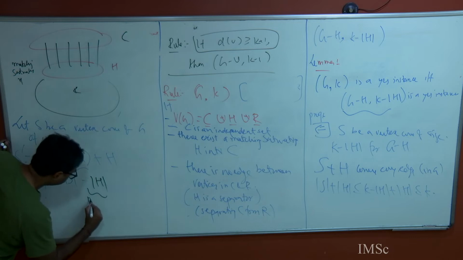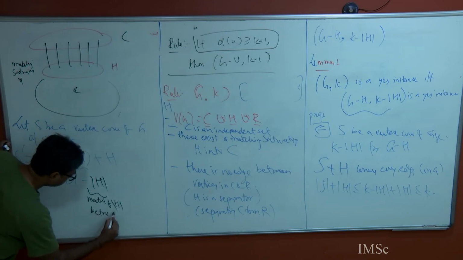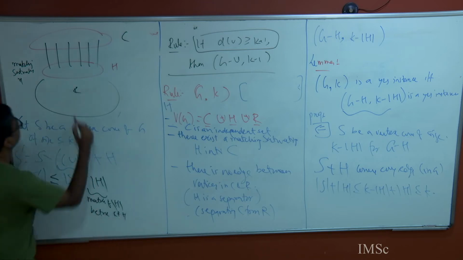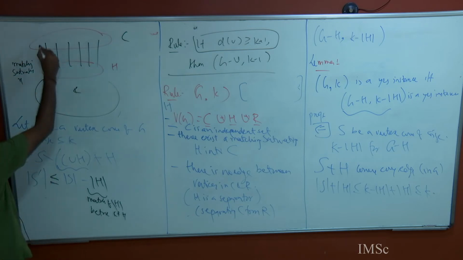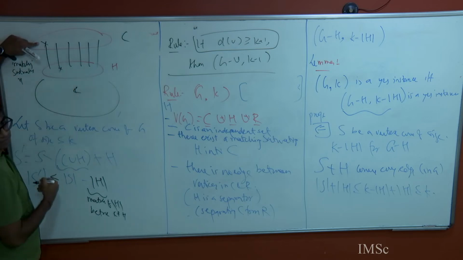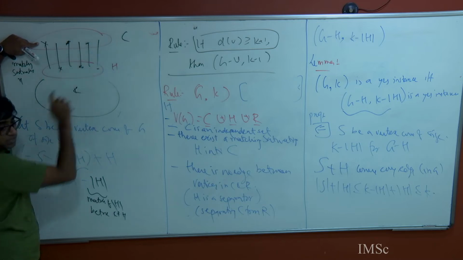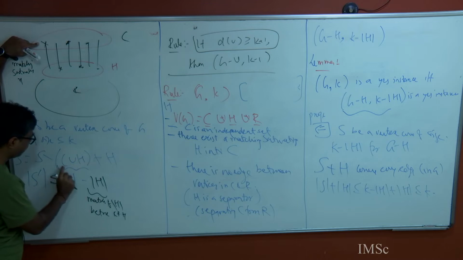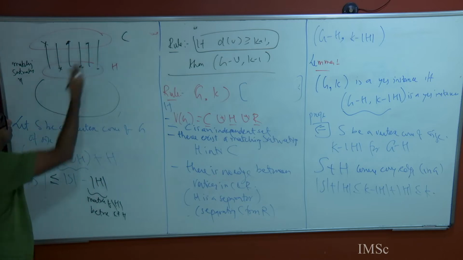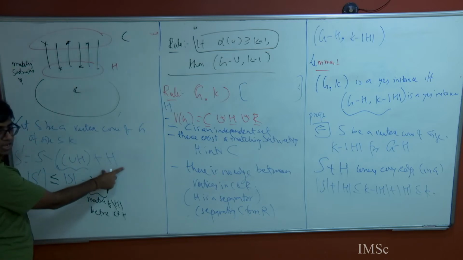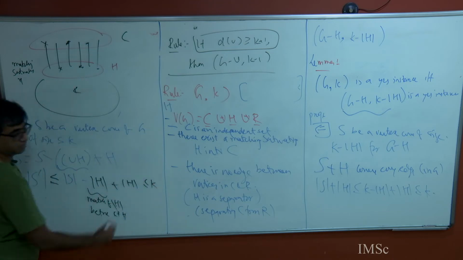Because we have a matching of size mod H between C and H. From this matching, you have to pick at least one vertex from each matching edge. Maybe you are picking this vertex, maybe this one, maybe both. But you are at least picking one vertex from each edge of the matching. So when I delete vertices from C union H, I am definitely deleting at least mod H vertices, maybe more. And what am I adding? I am adding back all of H. So the size of S prime is definitely at most k.